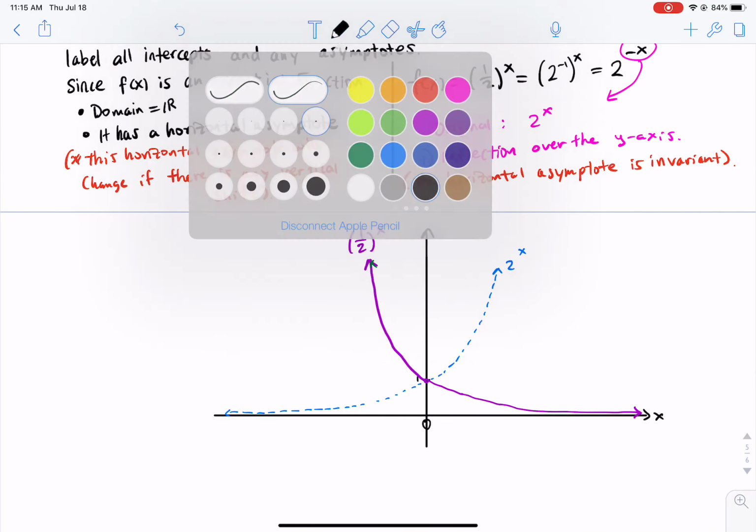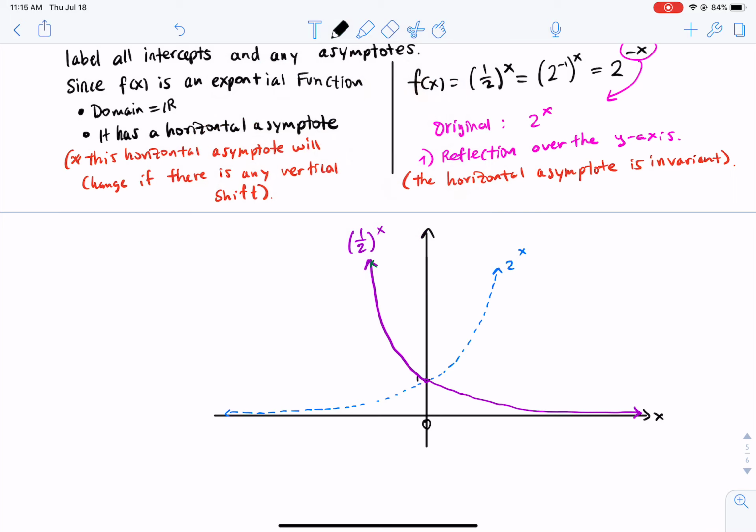Do you agree with me that the domain will be all real numbers? Yeah. So the domain, just to emphasize that, will be all real numbers. The range now will be everything from 0 to infinity, exactly what it was before. The horizontal asymptote, what is this one now?